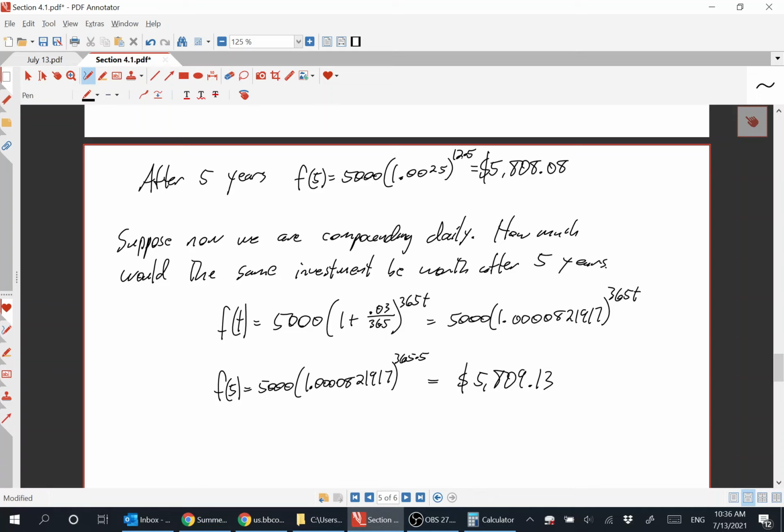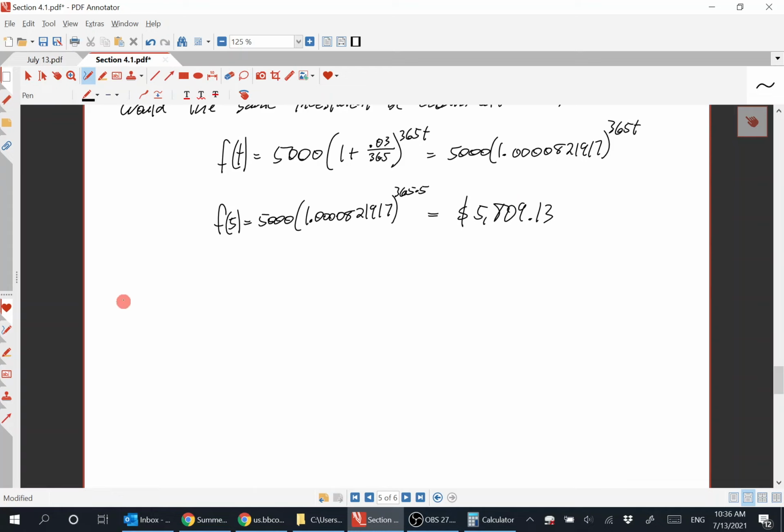If you were compounding daily, that's a lot. What if you were compounding hourly? Or every minute, or every second? Again, more compounding gives you more growth, but the growth is not that much. But what's the upper limit? There is an upper limit, called continuous compounding.